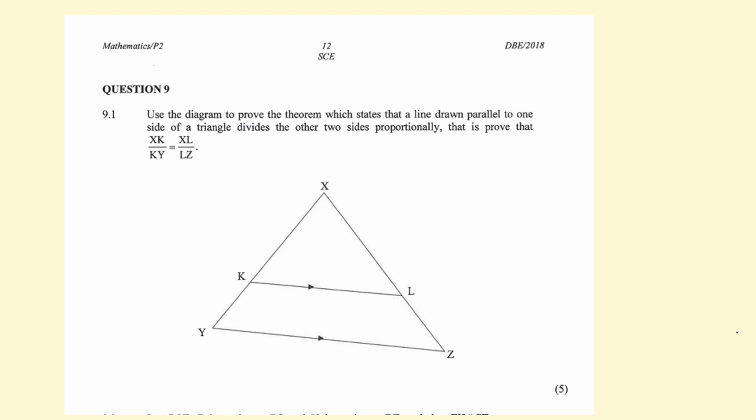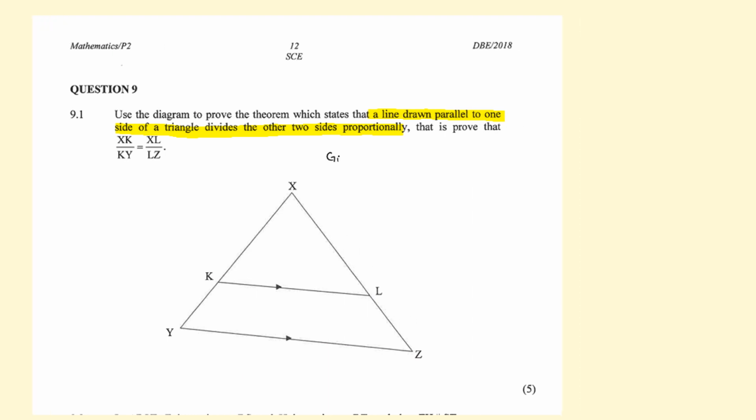Now we've seen a taste of how to apply this theorem. Let's actually go about proving it. So this is from the May-June paper from 2018, and the first question is asking you to prove this theorem that states that a line drawn parallel to one side of a triangle divides the other two sides proportionally. So we're going to have our proof.